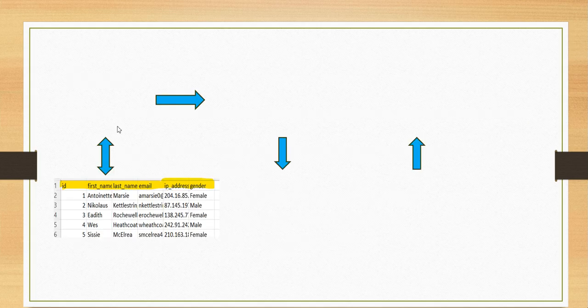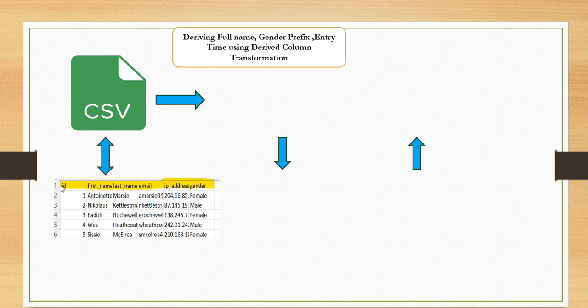Okay, let's see. I have the CSV file. It has ID, first name, last name, email, IP address, gender. We are going to derive the columns like full name, gender prefix, entry time by using the derived column transformation. So I have the source input with this many columns, and I'm going to additionally derive these three fields based on the source input.